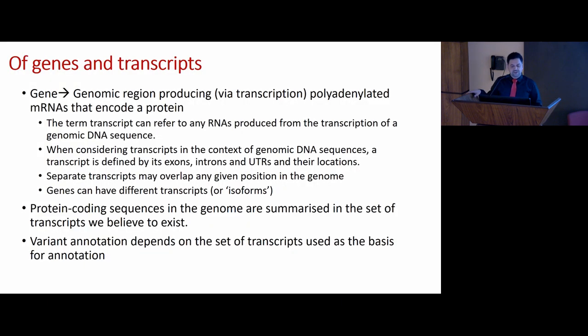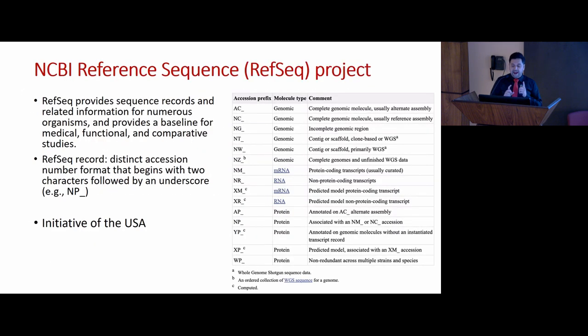So these genes can have different transcripts or isoforms, and separate transcripts may overlap at any given position in the genome. In one particular tissue, one transcript may be more active. In another tissue, it can be less active. We still don't understand much of it, at least I don't. So protein coding sequences in the genome are summarized in the set of transcripts we believe to exist, and variant annotation depends on these transcripts. Therefore, you have to understand what these transcripts are.